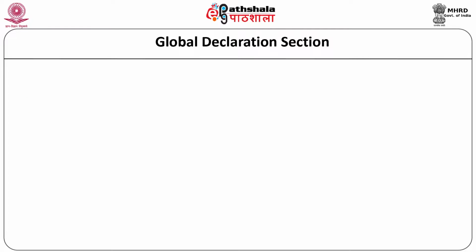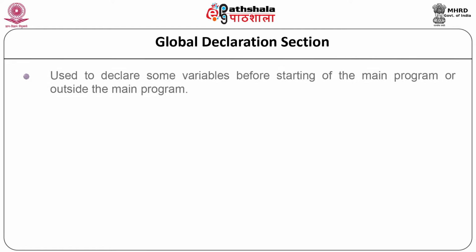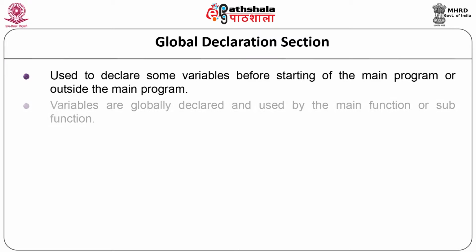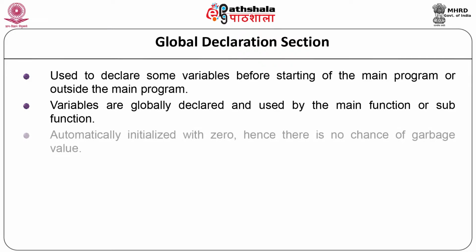The next is a global declaration section. This section can be used to declare some variables before starting of the main program or outside the main program. These variables are globally declared and used by the main function or subfunctions. These variables are called global variables. The global variables are automatically initialized with 0, hence there is no chance of garbage value.